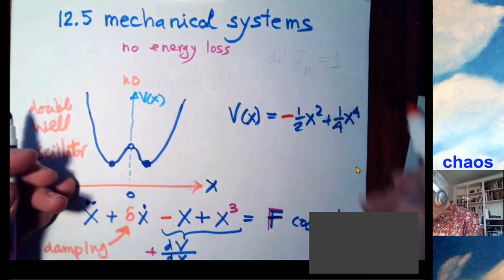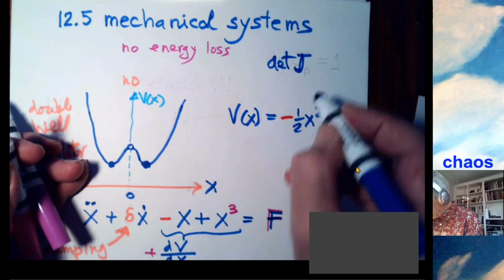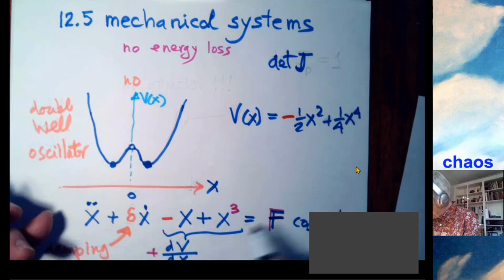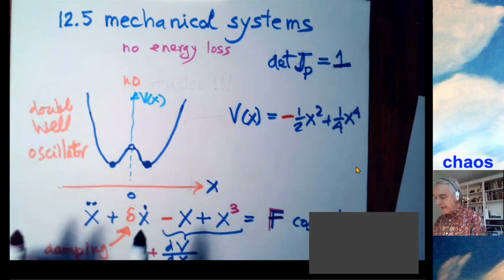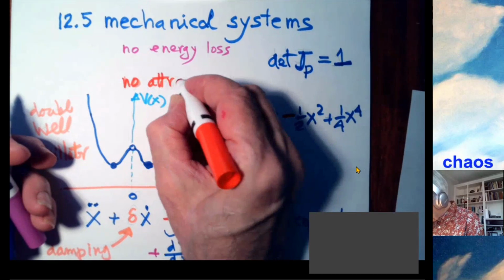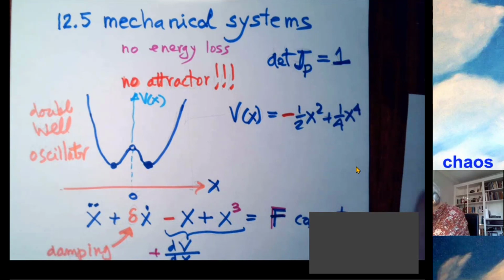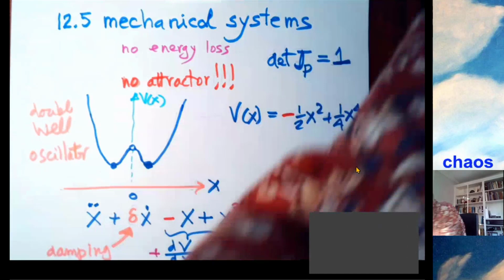Now, if this term is not damping, you get that the determinant of any trajectory in the two-dimensional phase space of the problem, momentum and position, is one. So if that happens, there is no attractor, right? Because volumes are not shrinking, so you're not falling into anything. But is there chaos? What you do, this is extremely simple: put it on a computer, you run it, and pretty soon you start understanding some basic things about it.